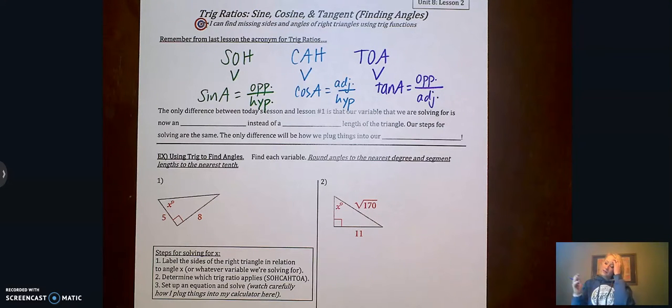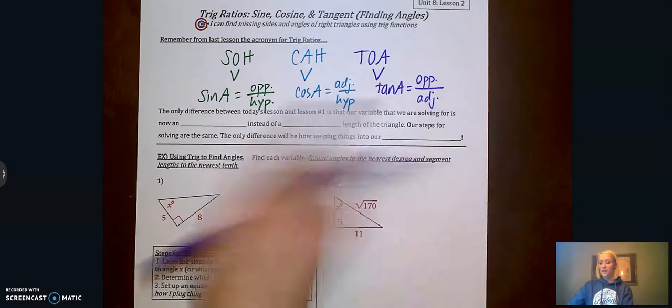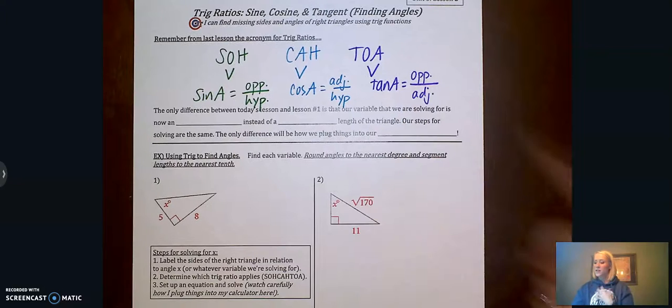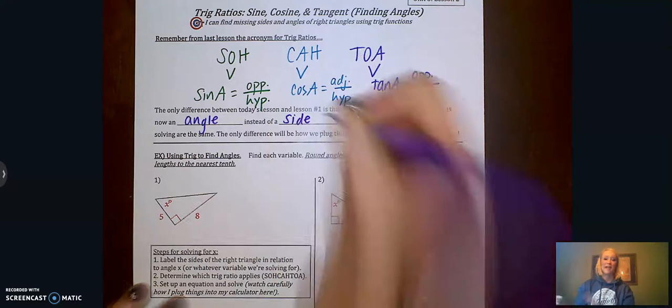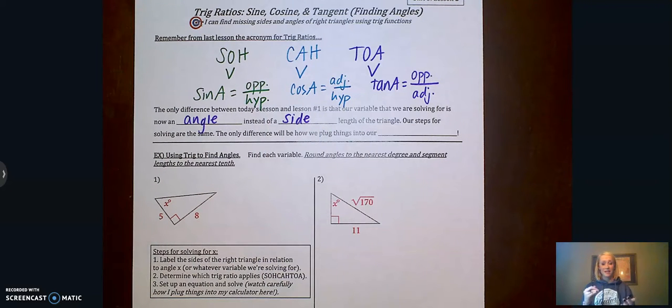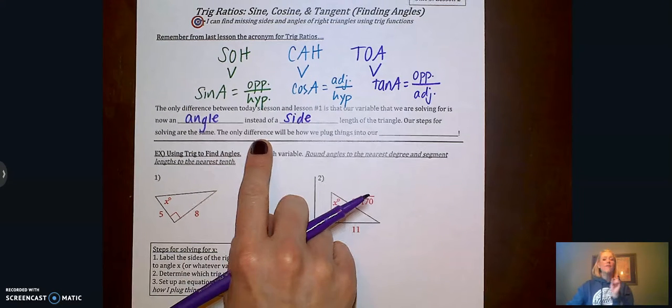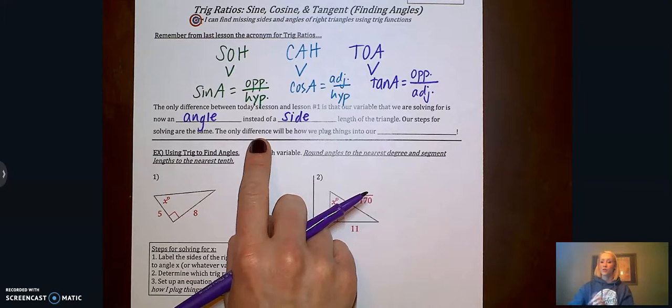So basically, like I said, this is just a continuation from last lesson, lesson 1. The only difference between lesson 1 and today is that the variable we're solving for when we set up our trig function is now an angle instead of a side. Yesterday we found missing side lengths and that's it. Today we're finding missing angles. So it's going to feel really similar. The only difference, and we have that noted here, is how we plug it into our calculator.